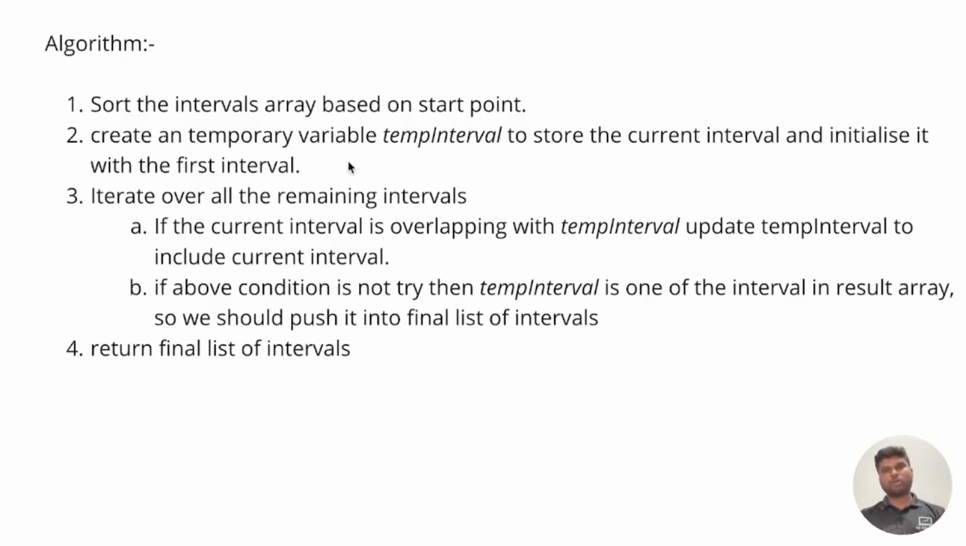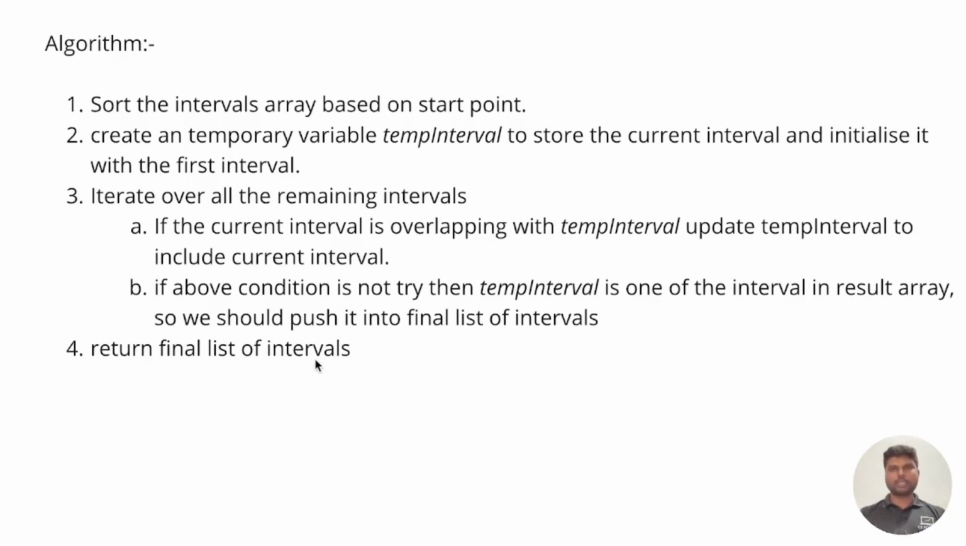Then we iterate over all the remaining intervals. We check whether the current interval can be merged with the temp interval. If it can be merged, then we merge it. If it cannot be merged, that means the temp interval is a final interval in the resultant array, so we push it into the resultant array, and we return that resultant array at the end of this algorithm.